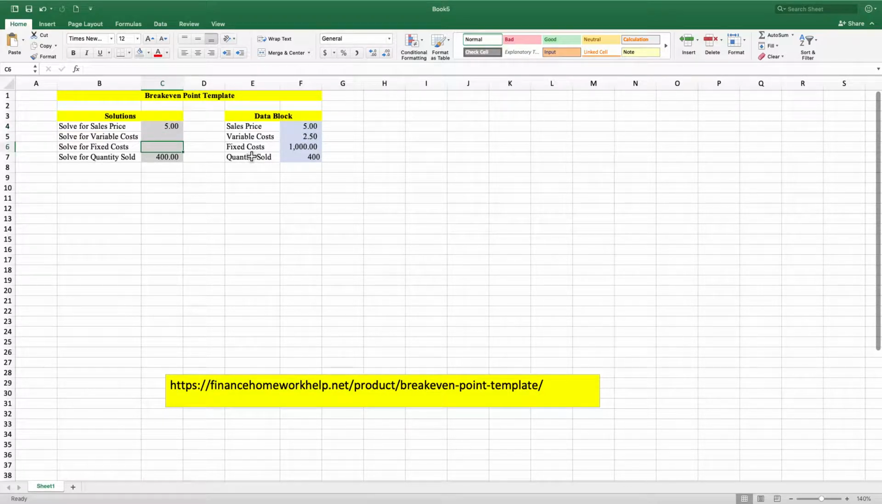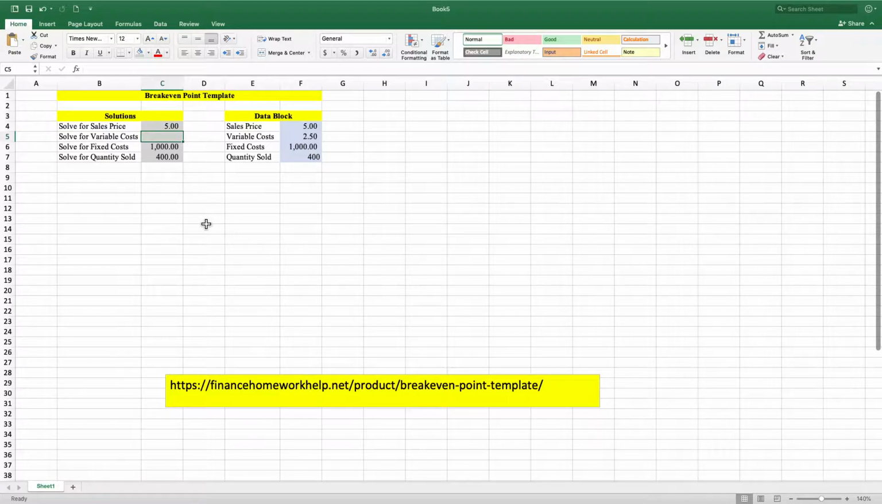And to figure out what the fixed costs are going to be, we'll hit the equal sign, and it's going to be the quantity sold, and we're going to multiply that by the sales price minus the variable cost, and also the sales price minus variable cost is also called the contribution margin. And we'll hit enter, and that shows us that the fixed cost is going to be 1,000, and we've got the 1,000 lined up right here.